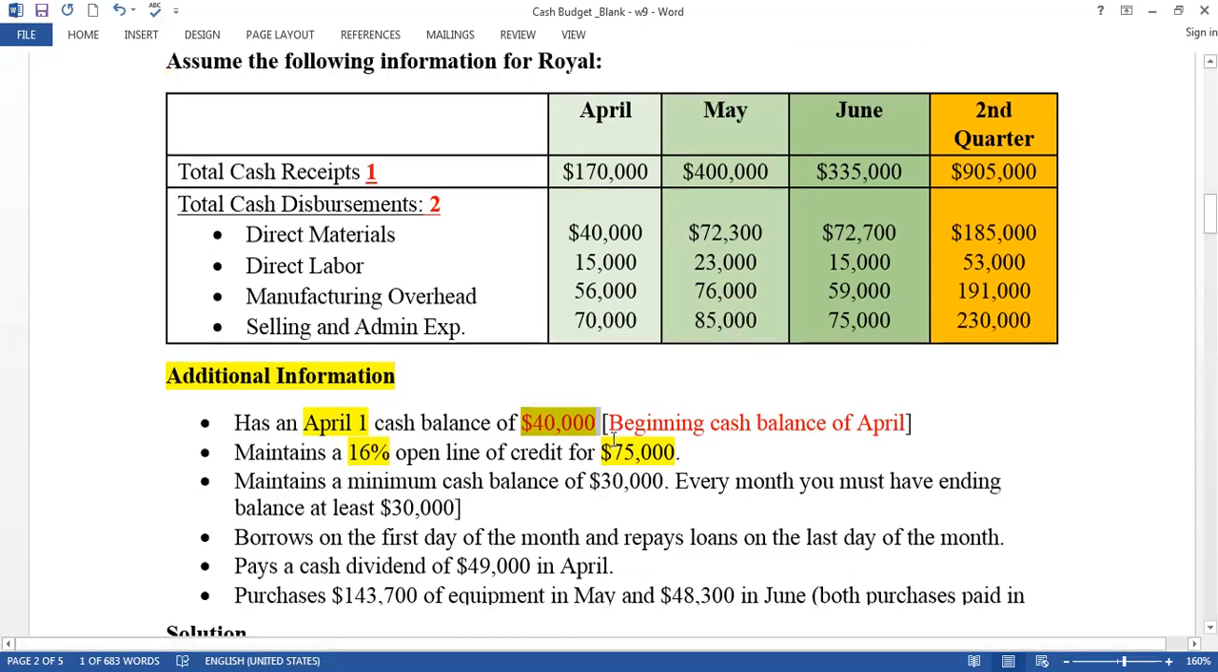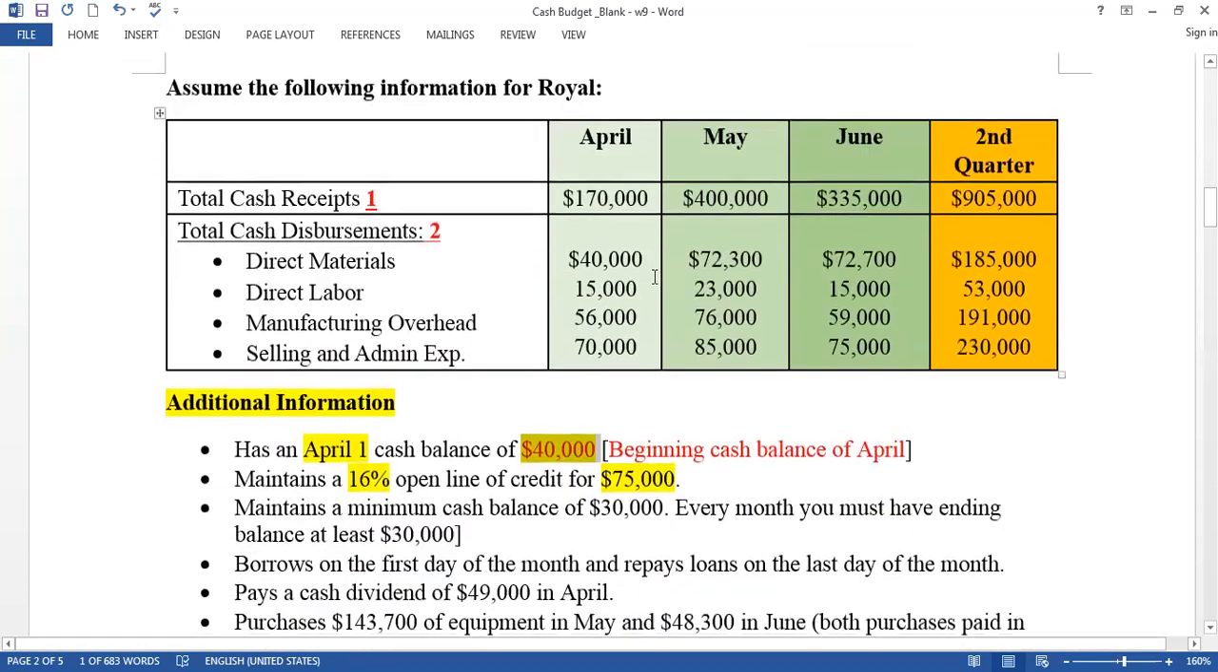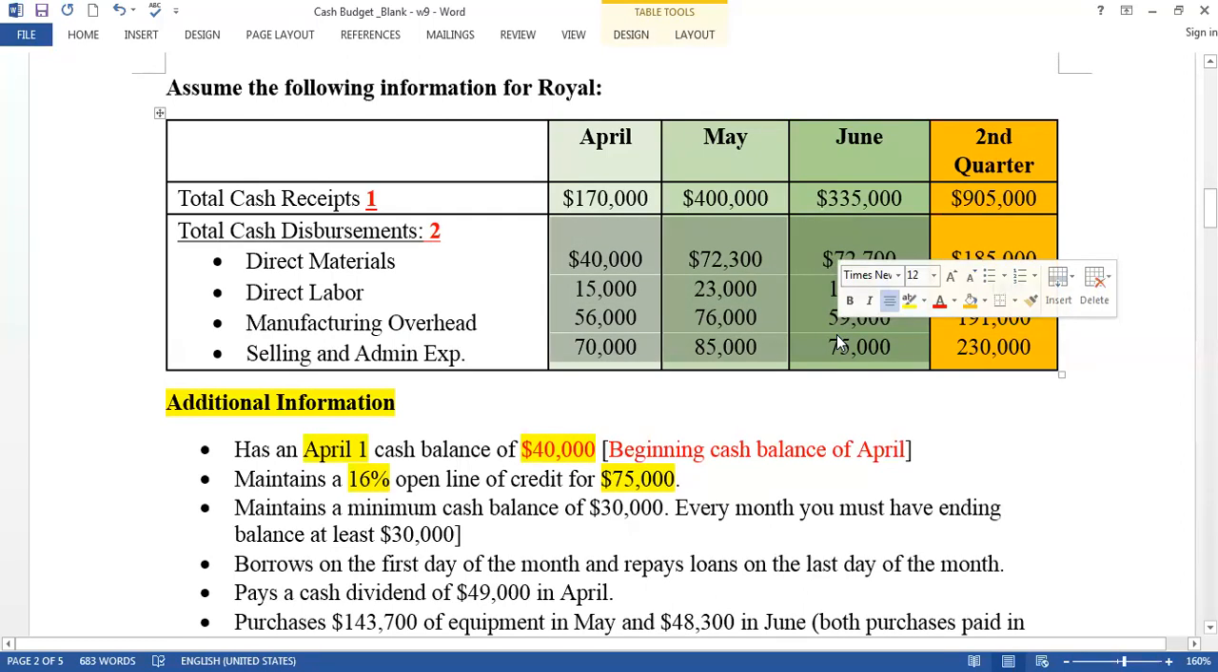That means you already pay all the money, okay? After paying these expenses, look here, these are the expenses we have to pay. After paying these expenses, you must have at least $30,000. And it means that if you do not have the $30,000 minimum balance, you have to borrow money from a bank. Do you understand my point?